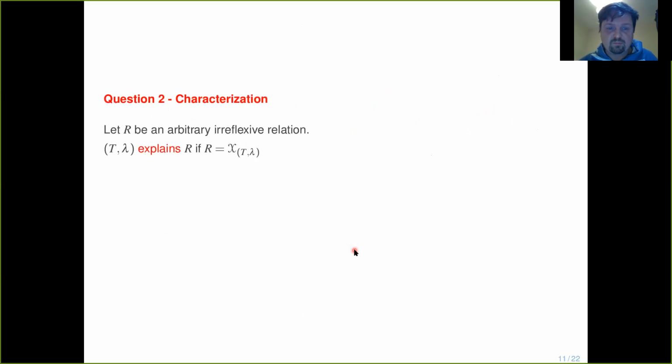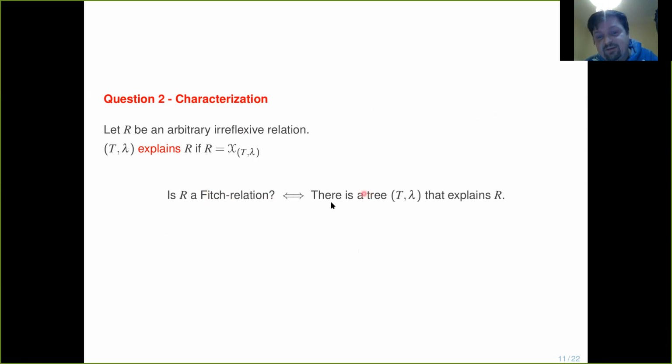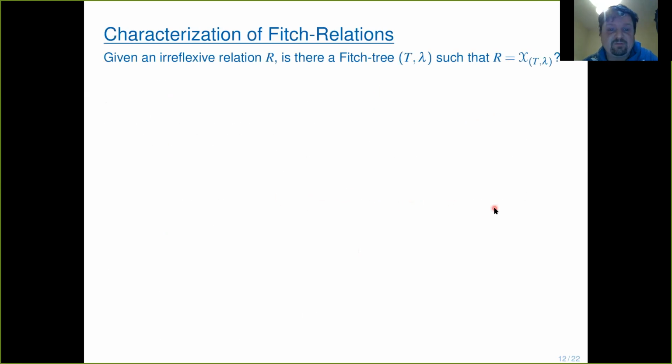Good. Now let's go to the characterization. Now I give you an arbitrary binary relation that we may have obtained from some inference data, somehow sequence similarities. And now I ask you, does this reflect the structure of a Fitch relation? So is it a Fitch relation? And this is precisely the case if and only if there is a tree T lambda that can explain this relation.